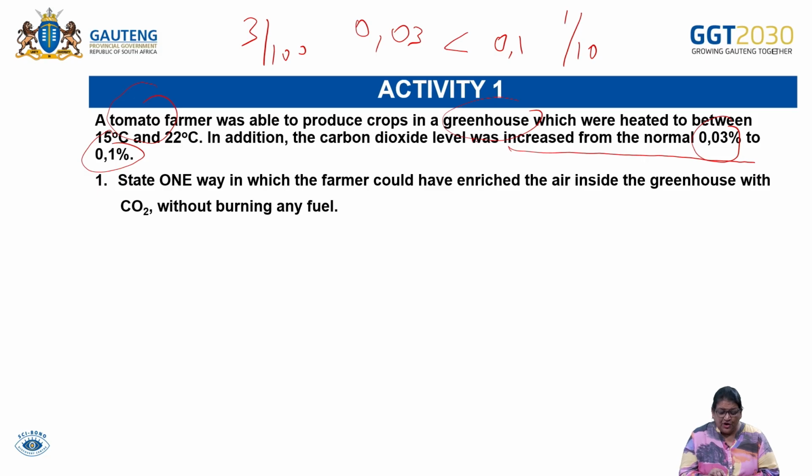So the farmer said, let me see if I increase my carbon dioxide concentration from 0.03 to 0.1. And his temperature was actually between 15 and 22. So the fact that he could control his temperature, it means temperature was his controlled variable.